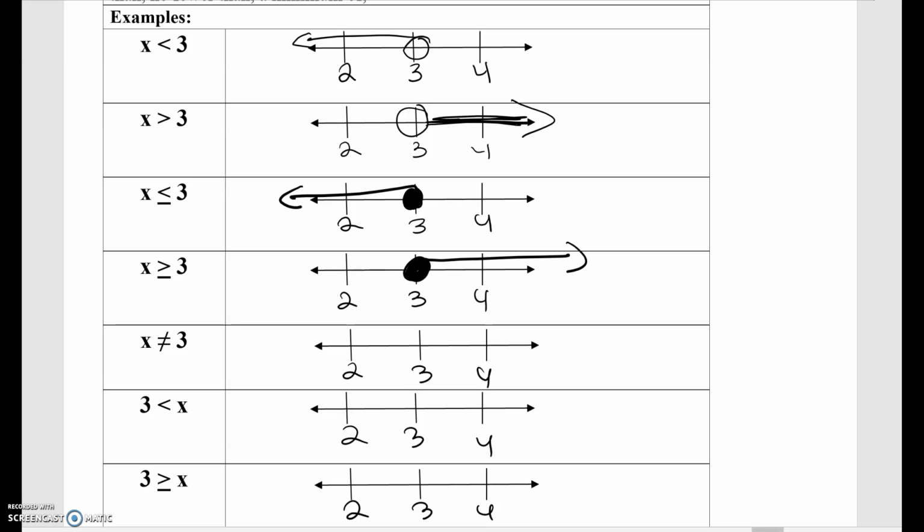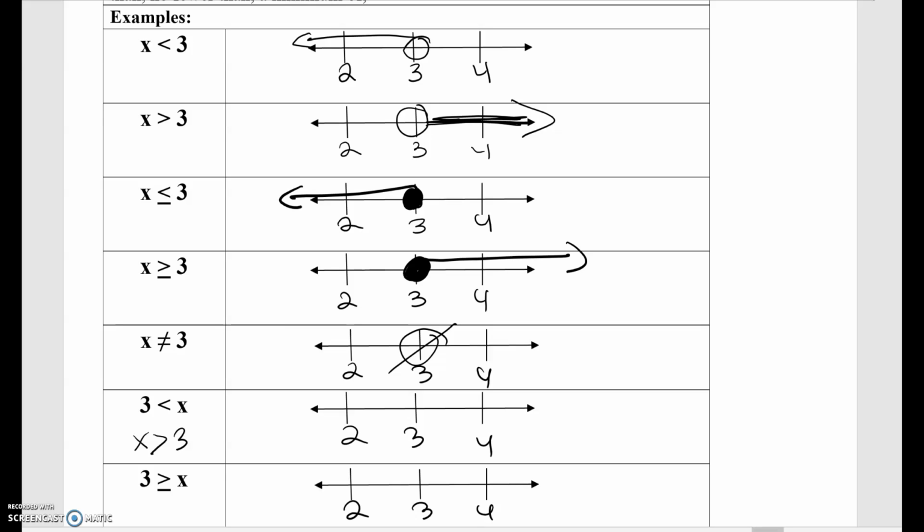Okay, if it's not equal to 3, then I'm going to just go ahead and cross out the number line. These next two, notice my x comes second. That can get a little confusing, but sometimes it'll happen when you're solving. So notice here, 3 is smaller than x. That means x has to be greater than 3, or bigger than 3.